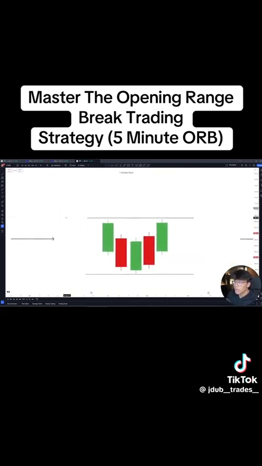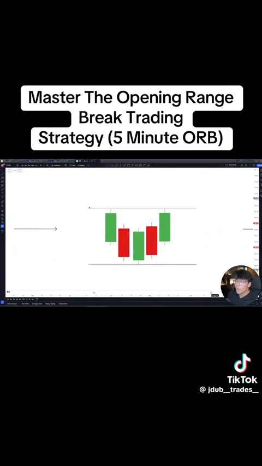Next, as I talked about, we're going to mark out the high, as you can see right here, and we're going to mark out the low of the candle, and that's going to be our range for the candle. This is what's called our opening range high and our opening range candle low. Once we have this marked out, we can move on to the next step.